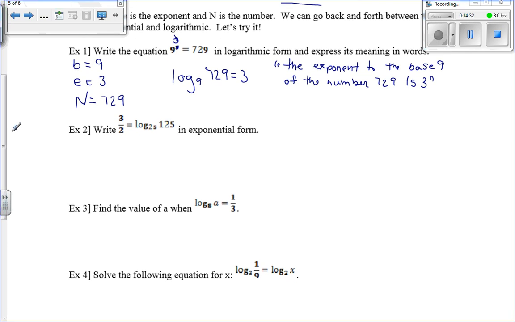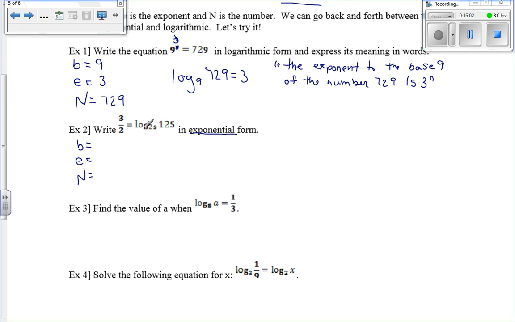For number 2, write 3/2 equals log base 25 of 125 in exponential form. This time I'm taking a log and putting it in exponential form. So again, I need to identify B, E, and N. For number 1, I took a Ben, which is exponential form, B, E, N, and turned it into beanie, log form, B, me, okay?